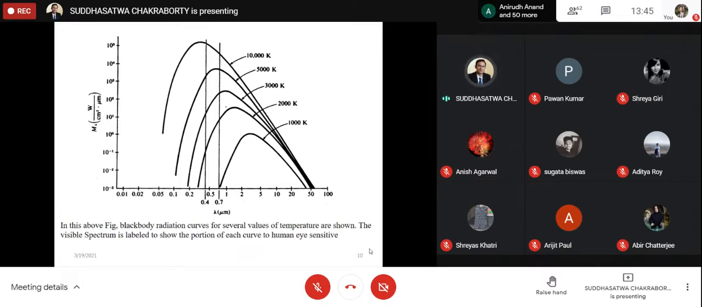So in this case, in my x-axis, already I have seen. Can you see both the curves, the red and green? Yes, sir. So here, this is nothing but the human eye curve.